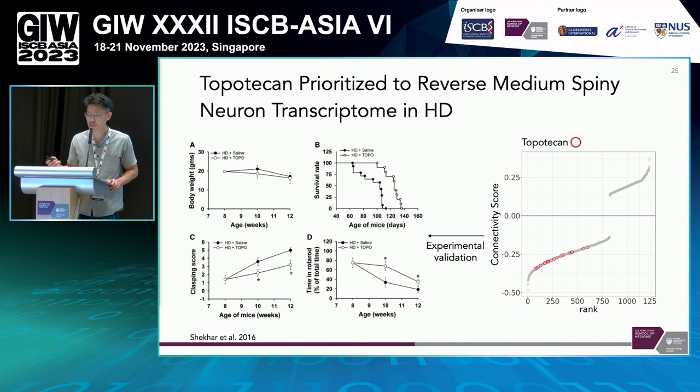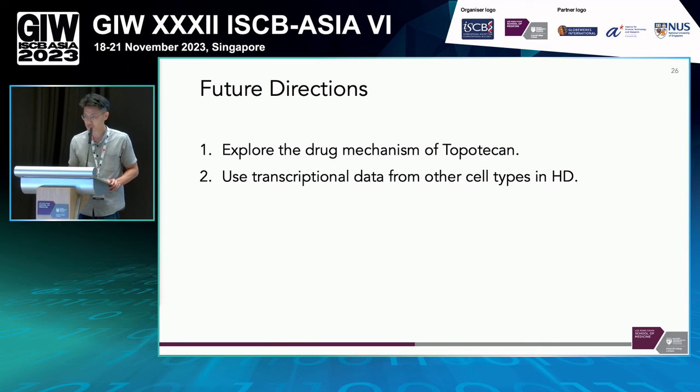Well, in 2016, Sheka et al. actually treated Huntington's disease mice with topotecan and showed that it was able to improve HD phenotypes, such as the survival rates and motor disabilities of these mice. So this is an elegant proof of concept of the use of in silico drug repurposing in Huntington's disease.